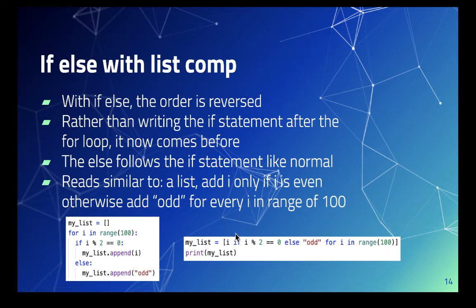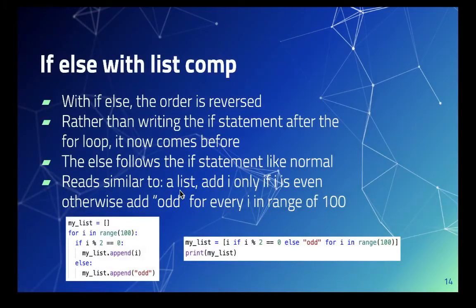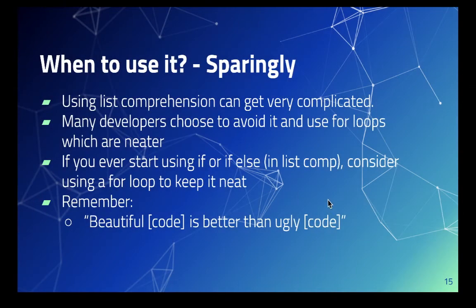So here we define what to do if i mod 2 is equal to 0. So we do i only if i mod 2 equals 0, else we do odd, for every i in range of 100. And as you can see, this is starting to look more and more cryptic. It is doing what we want. It does execute properly, but it's not clean. It's not neat code. It's very messy code, and it can be really, really difficult to read.